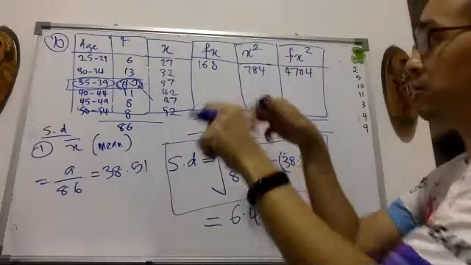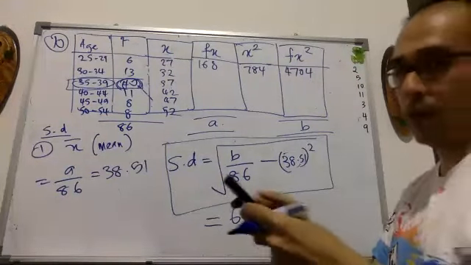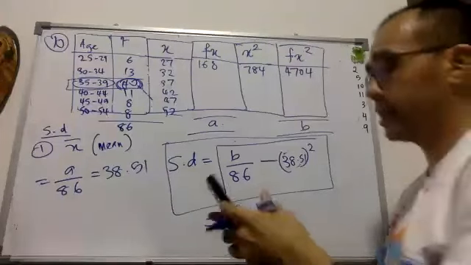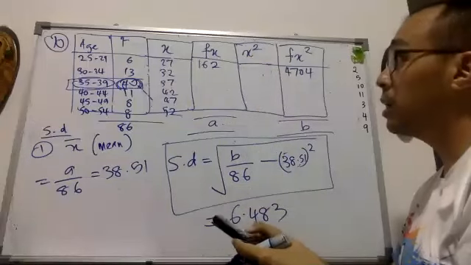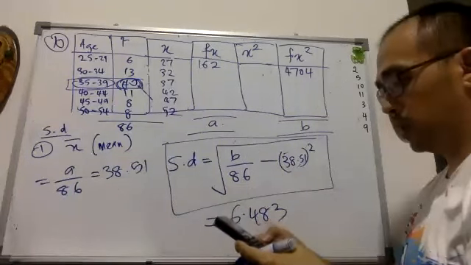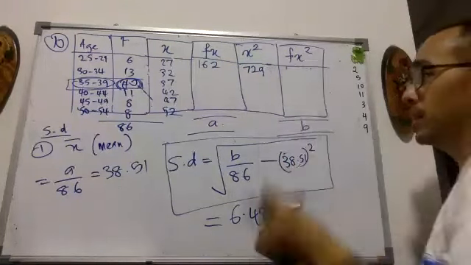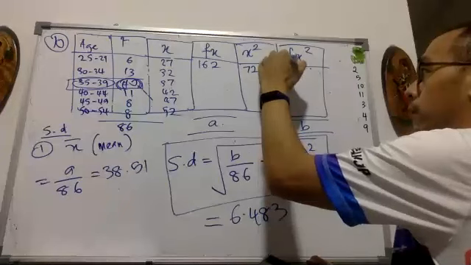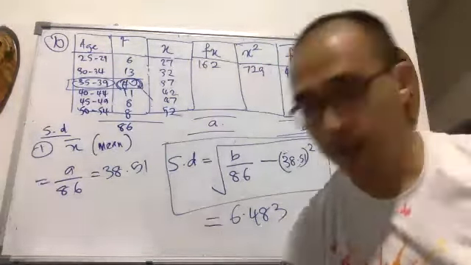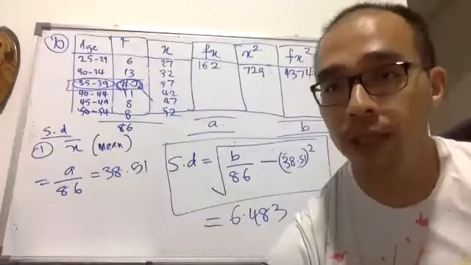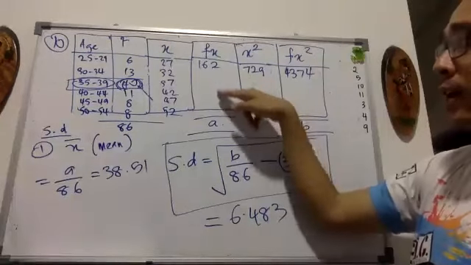That means all this has to change already lah. Hold on. So 27 times 6 will be 162. This one will be 27 squared, which is 729, and this one will be 64374. But the answer is still the same lah. Thank you for correcting me. So please figure out the rest.